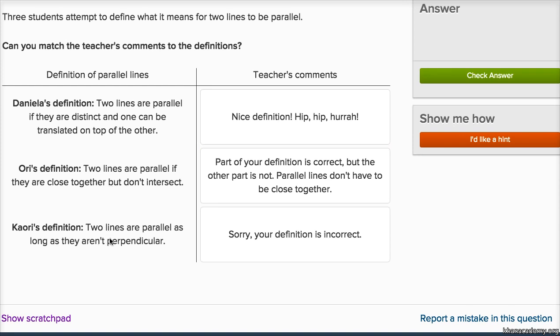And let's see, Kaori. Two lines are parallel as long as they aren't perpendicular. Well, that's just not true. Because you can have two lines that intersect at non-right angles, and they're not parallel, and they're also not perpendicular. So, sorry, your definition is incorrect.